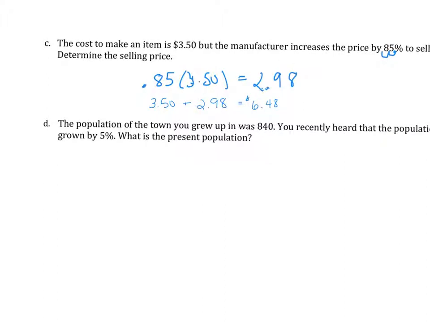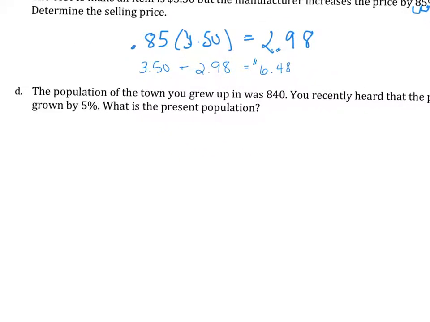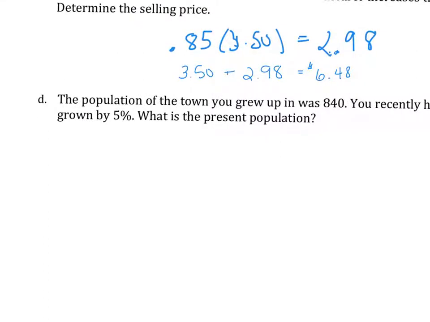Okay, let's look at another one that's similar to this. Population of a town you grew up in is 840. You recently heard that the population has grown by 5%. What is the present population? And so 5%, move that decimal twice to the left, which means we're going to have a 0.05. That is 5% of the original, so 840, which is 42. So we're increasing by 42 people. If we started with 840 and we increase by 42, that gives us a total of 882 people.